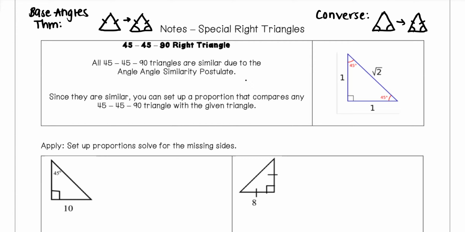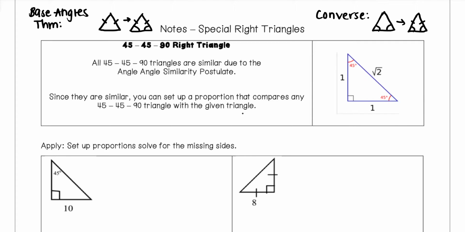Any triangle that has those three angle measures will have congruent angles to another triangle with 45, 45, 90, and therefore those two shapes would be similar because of that angle-angle postulate. So we can say that because they're similar, their sides must be proportional.